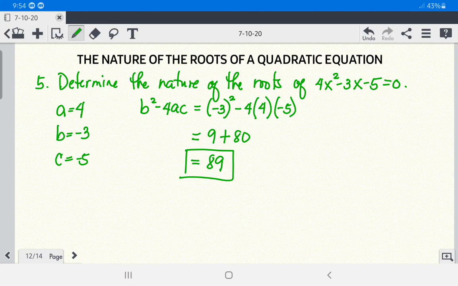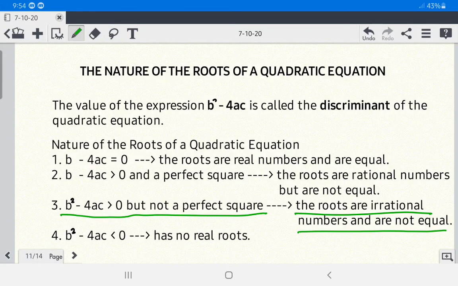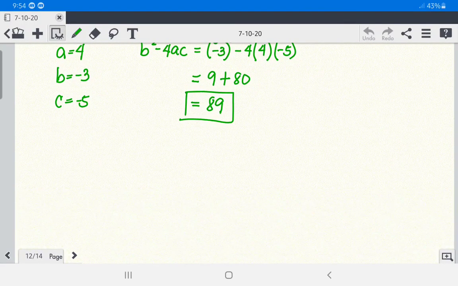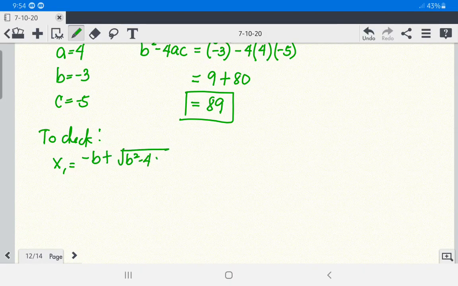So going back to condition number 3, if b squared minus 4ac is greater than 0 but not a perfect square, then the roots are irrational numbers and are not equal. So let us check. To check, let us get first the first root. We have negative b plus square root of b squared minus 4ac over 2a.